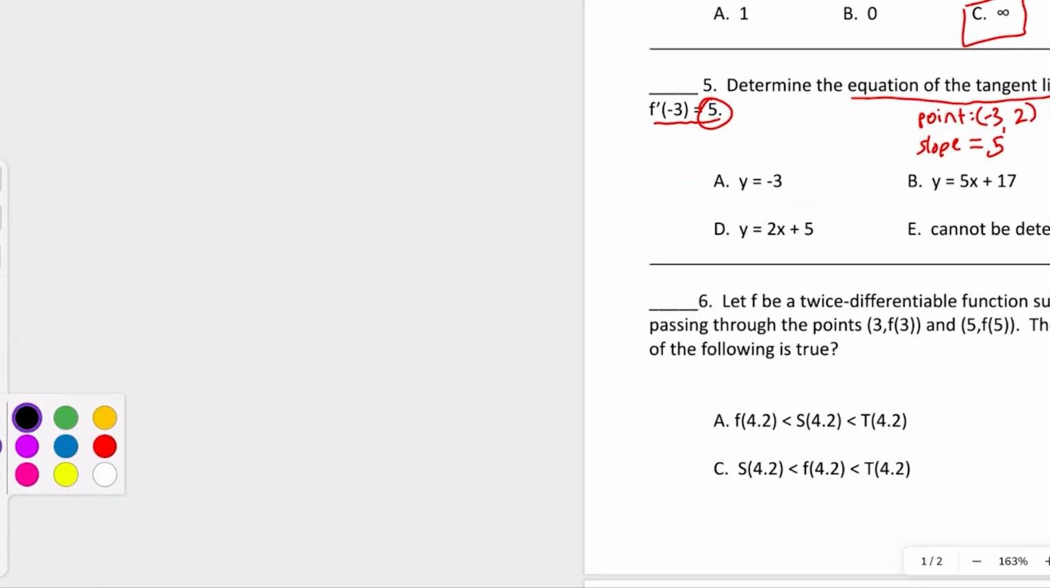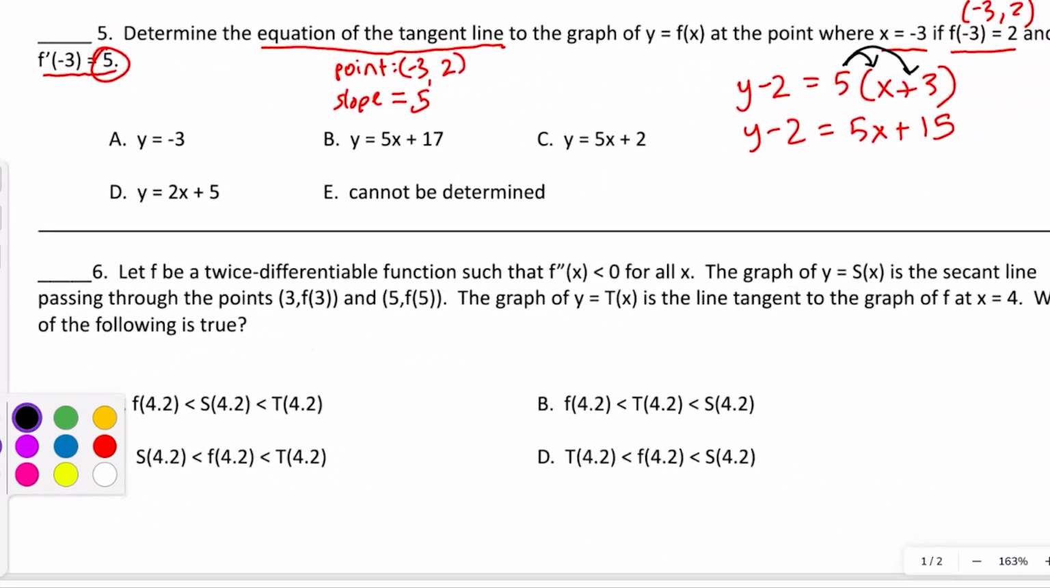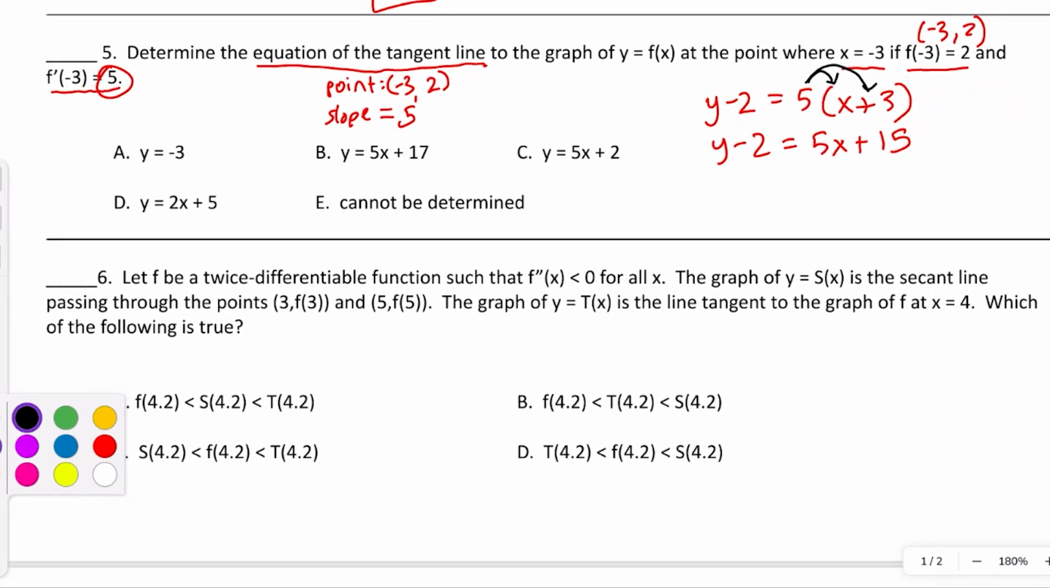And then I'm going to, I don't know why this keeps jumping around like that. We're going to add 2 to both sides. And this should be our answer. y equals 5x plus 17. So our answer is B.